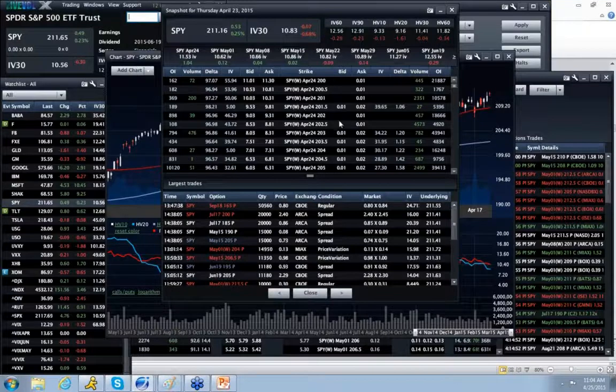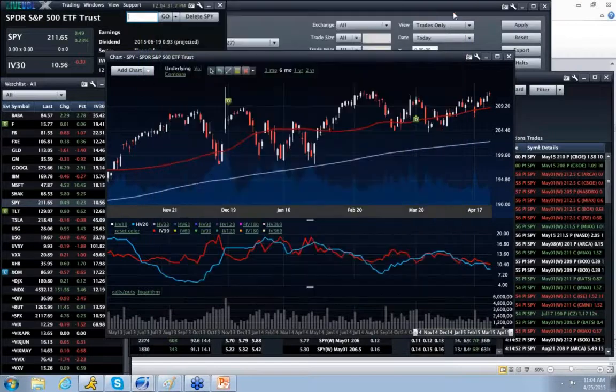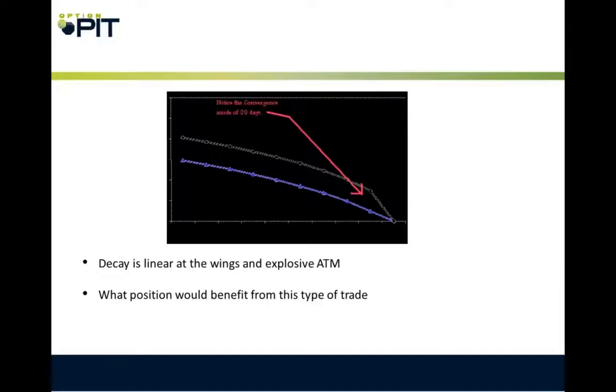All right, so if you are a person, look at this. These things will decay forever. They take forever. So we've now got this setup where I've got this exploding decay at the money. I've got wings that are linear, and then at a certain point, they basically stop decaying.